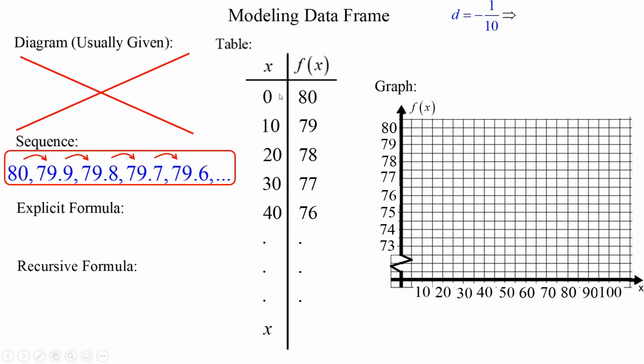Because of my x scale over here, I'm just going to plot each point individually. When x equals 0, f of 0 is 80. When x is 10, f of 10 is 79. When x is 20, f of 20 is 78. Now this pattern is just going to continue, but let's just continue to look here. When x is 30, f of 30 is 77, right there. And when x is 40, f of 40 is 76, right there.